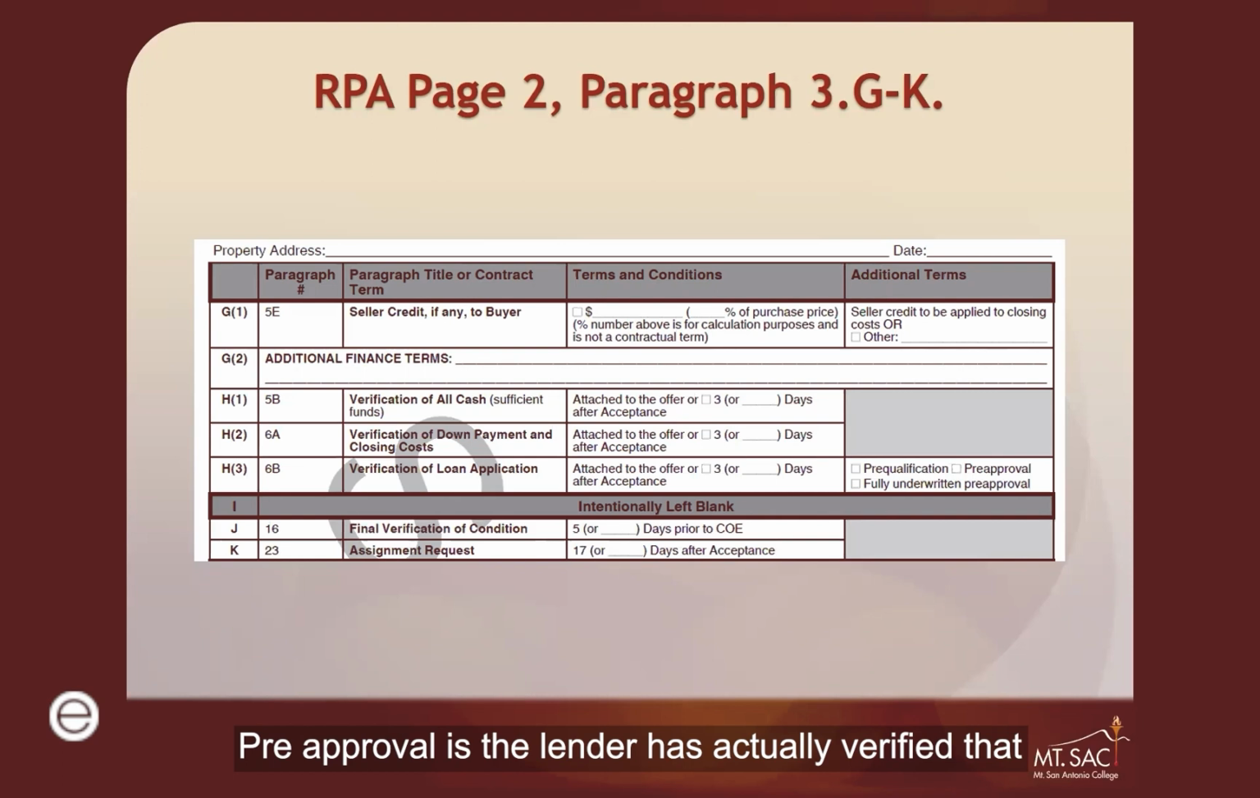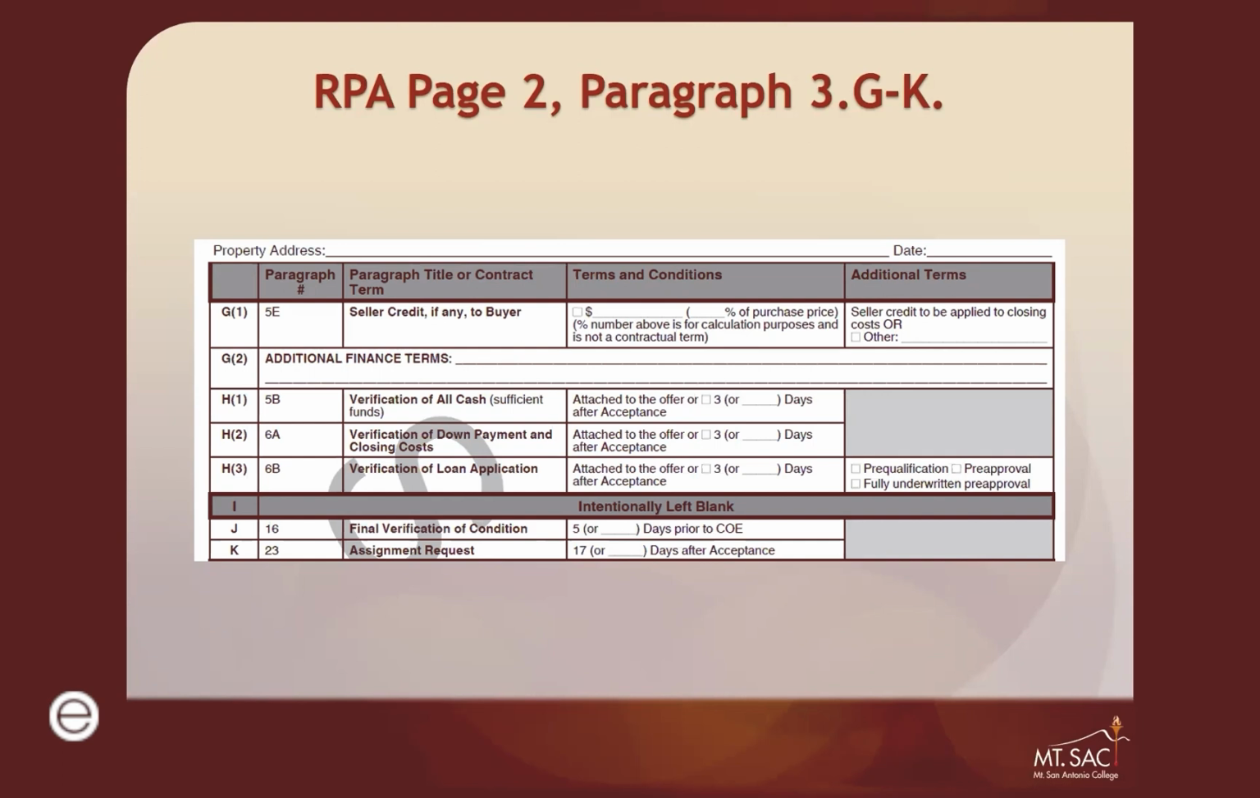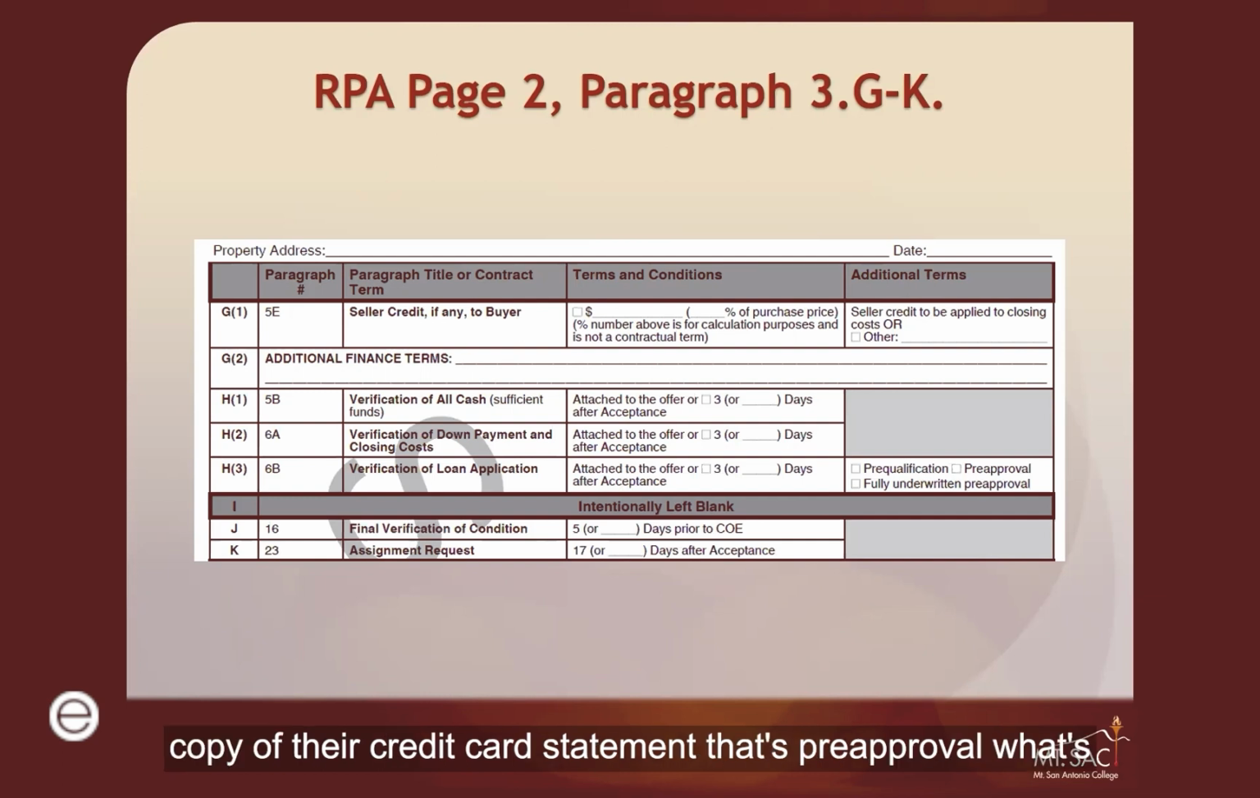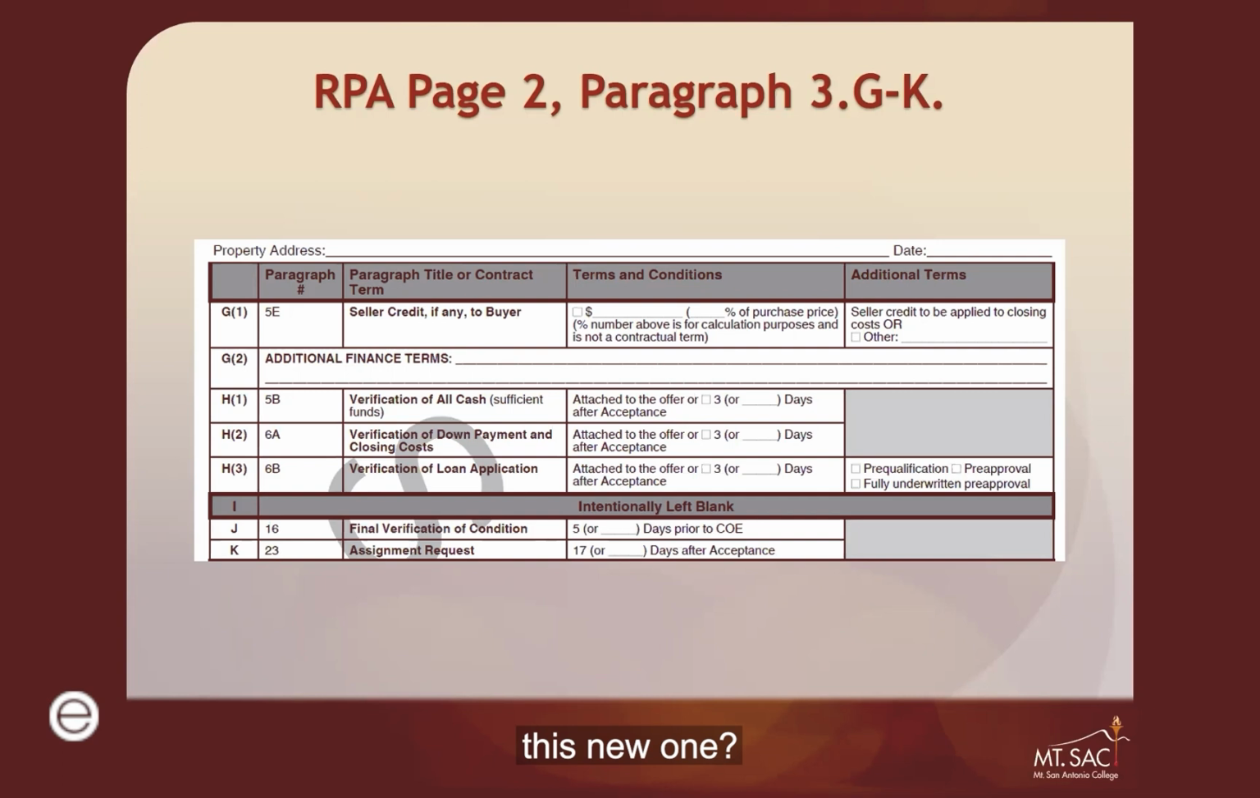Pre-approval is the lender has actually verified that. They've actually looked at their tax return, they looked at their pay stub, looked at their bank statements, they've run their credit, they know what's outstanding on their credit card statement, or maybe they got a copy of their credit card statement. That's pre-approval. What's this new one?